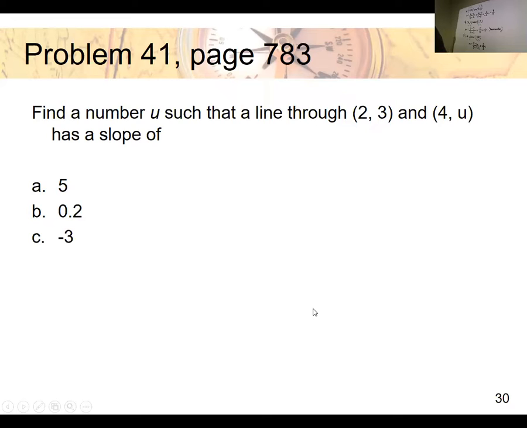All right, now, problem number 41 on page 783 is a little bit different. Because then you're finding some number u such that a line through the point 2, 3 and 4 and some number u has a slope of each of the following. In part A, a slope of 5, part B, a slope of 0.2, and part C, a slope of negative 3.